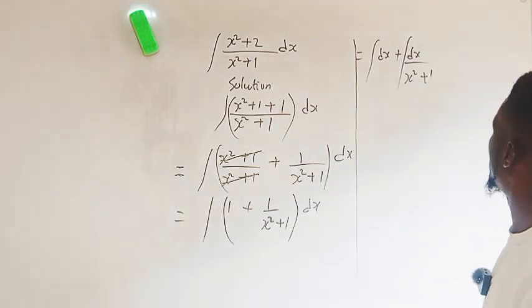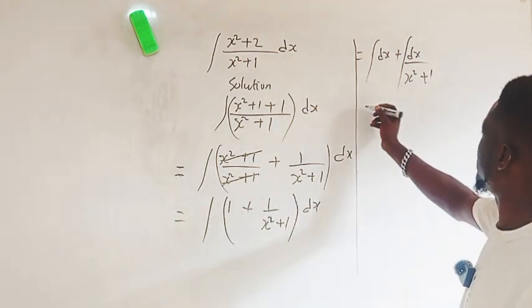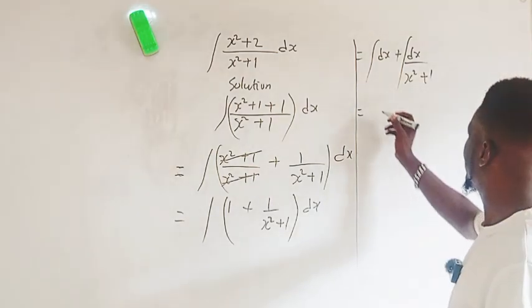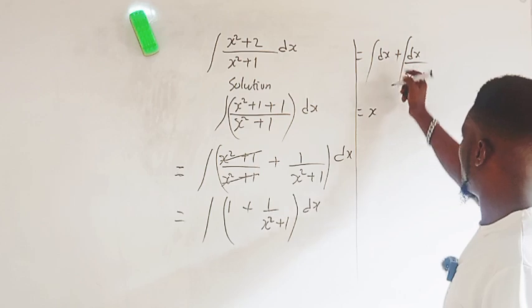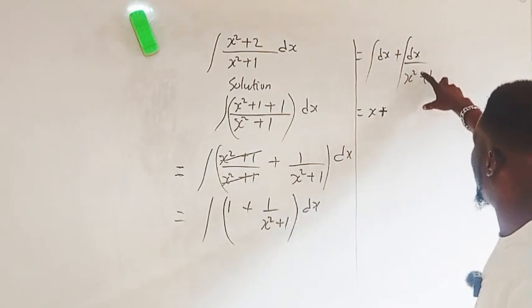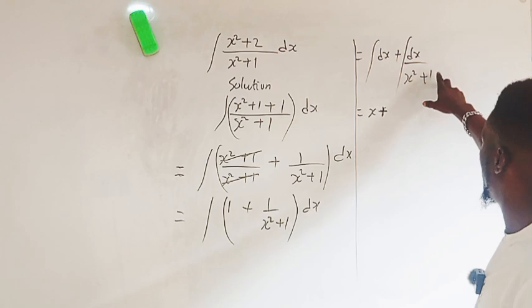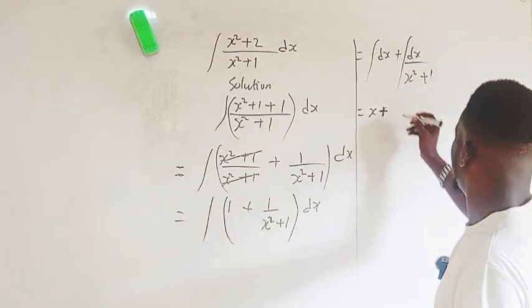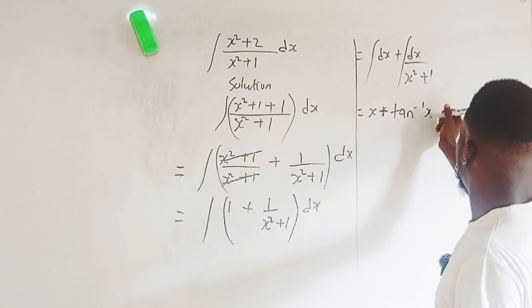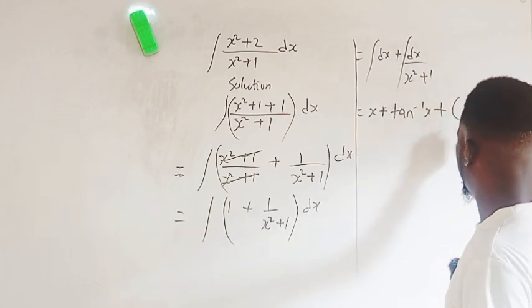So when we want to integrate them, the integral of dx is x. Plus, if you want to integrate 1 over x squared plus 1, you simply write tan inverse x, and we're going to have plus c.